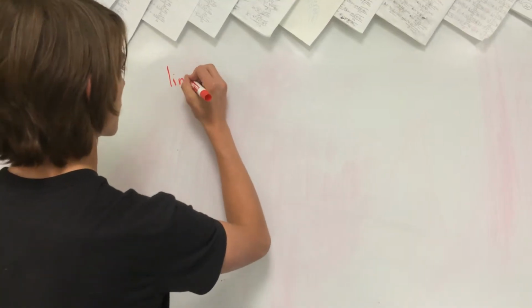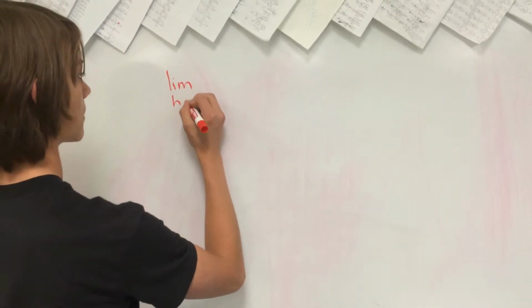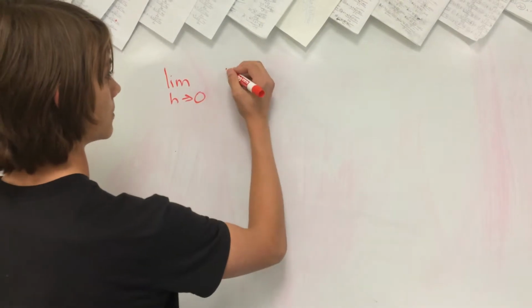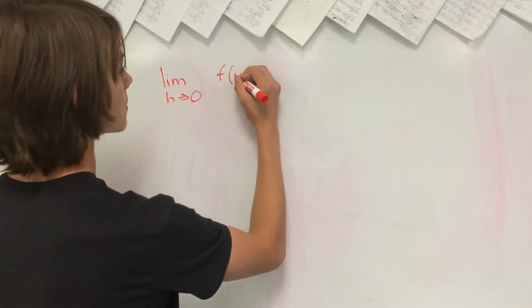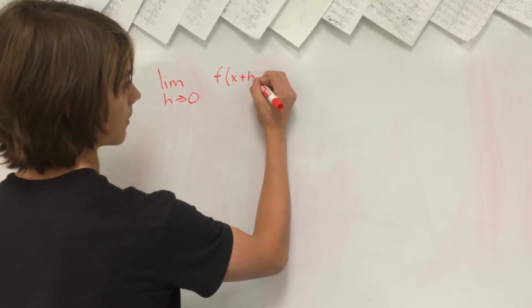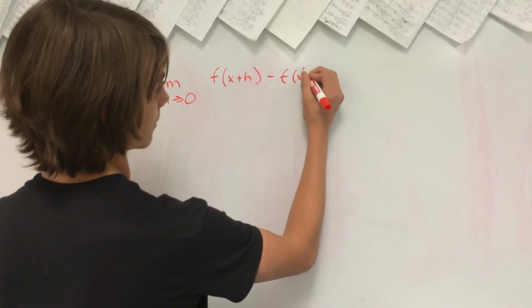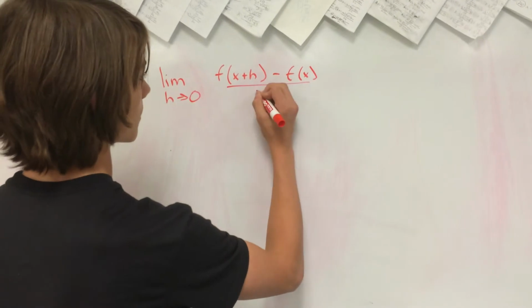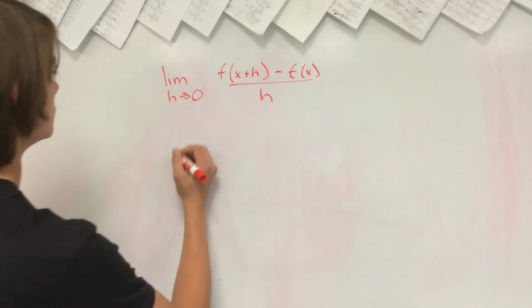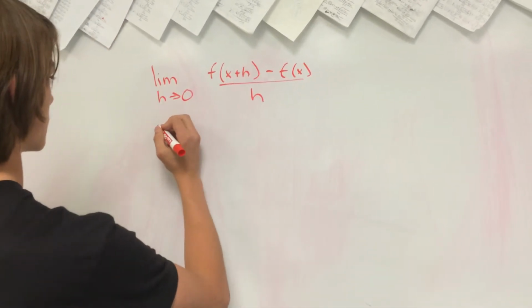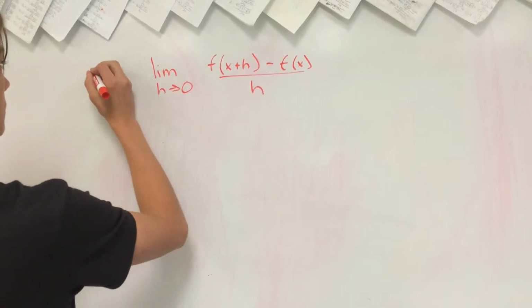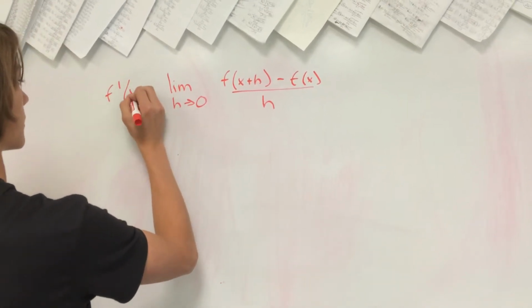To understand the derivative of exponential and logarithmic functions, let's again look at the limit definition of a derivative, which is the limit as h approaches 0 of f of x plus h minus f of x, all over h.